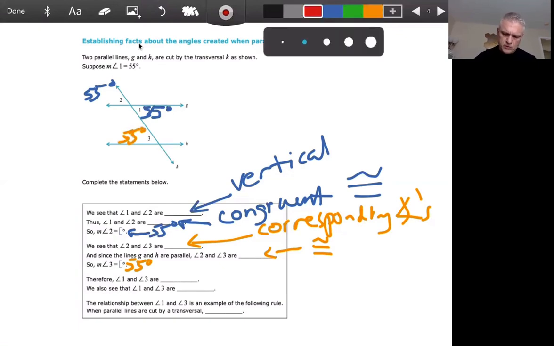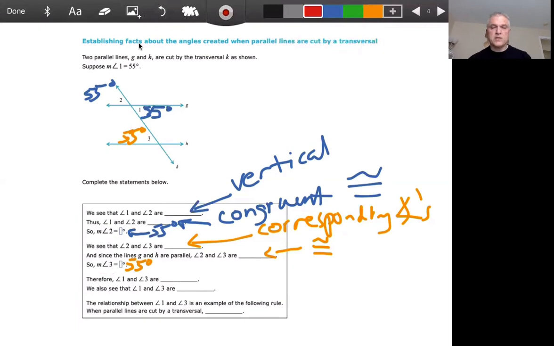Therefore, because of what we just looked at, angle 1 and angle 3 are congruent. They're both 55 degrees. They're saying, hey, look at that. So they are congruent. I'm just going to write the symbol, congruent. We also see that angle 1 and angle 3 are both on the interior because they're both between the parallel lines, and they're on different sides of the transversal, so they are alternate interior angles.